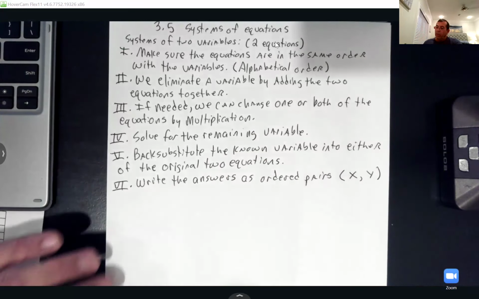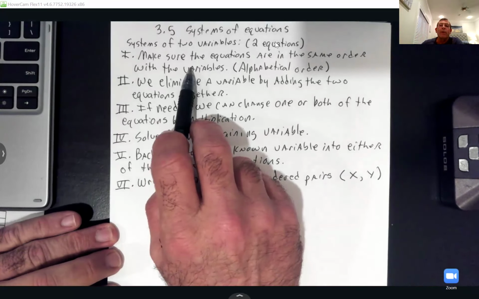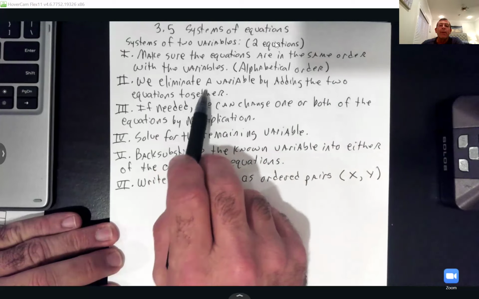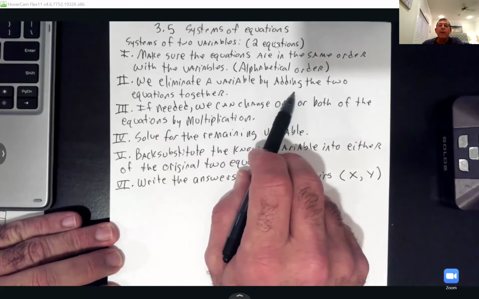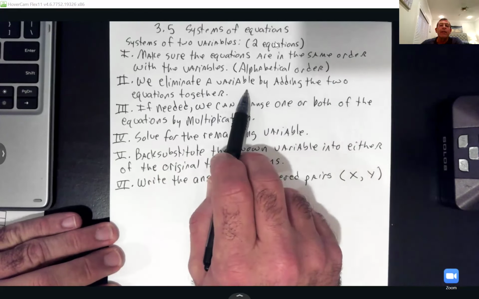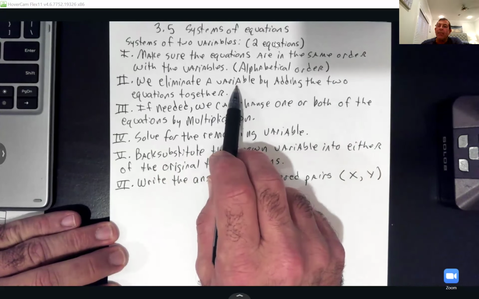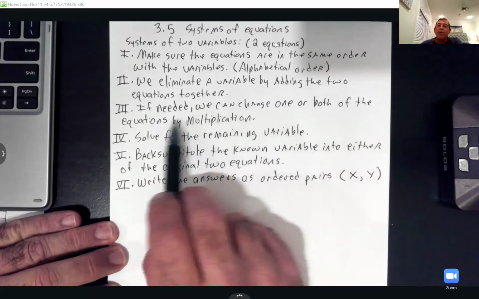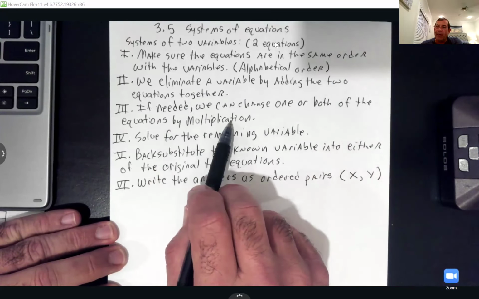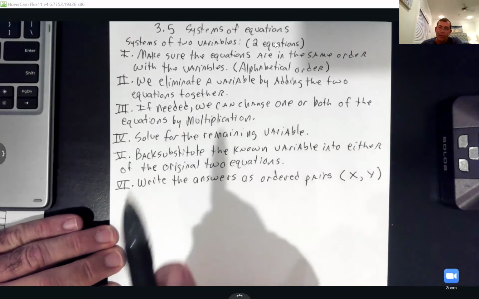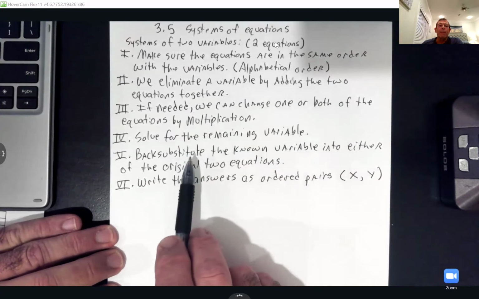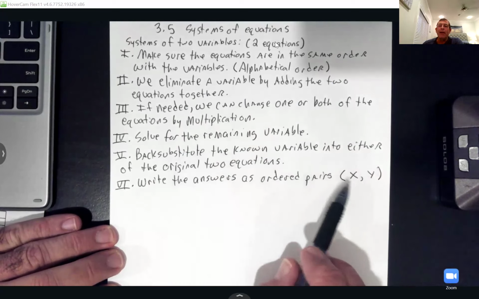All right, y'all, so that's the steps I'm going to do. Make sure they're in order. X's, Y's, and then my answers. Eliminate one of the two variables by adding the two equations. Now, if I cannot eliminate a variable right off the bat, then I might have to change one or both of the equations by multiplication to eliminate a variable. Then I'll solve for the remaining variable, back substitute, and then write my answers.